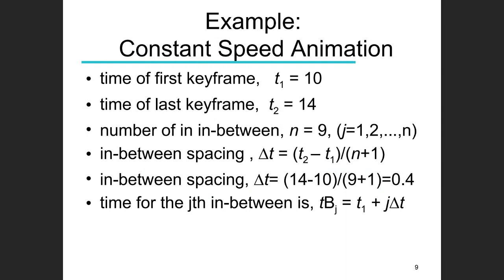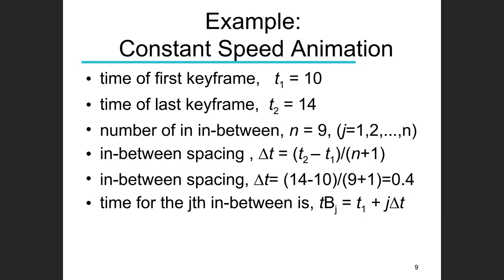Suppose we have to show the first keyframe at time t1, which is equal to 10, and the second, last keyframe at time t2, which is 14. Assume we are inserting 9 in-between frames between the two keyframes. We use an index for the in-between frames that changes from 1 up to 9, because n is equal to 9, the number of in-between frames. Then we can calculate the spacing, delta t, between any two adjacent in-between frames by this equation: delta t is equal to t2 minus t1 divided by n plus 1.